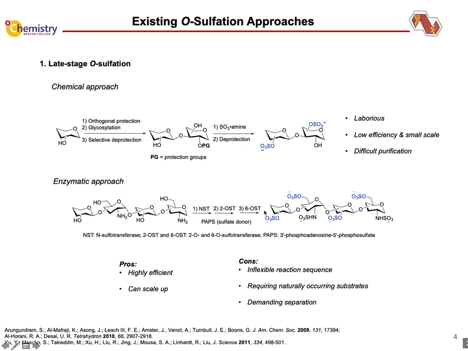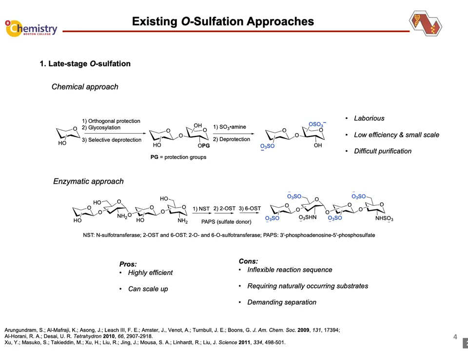Another issue with this is that even though the selectivity of this enzyme is pretty high, conversely, it requires naturally occurring substrates. If your substrate is non-natural, very often you will find that the enzymatic reaction will not proceed. And at last, you also get a highly sulfated compound, which requires relatively challenging separation, and an HPLC method is usually necessary.